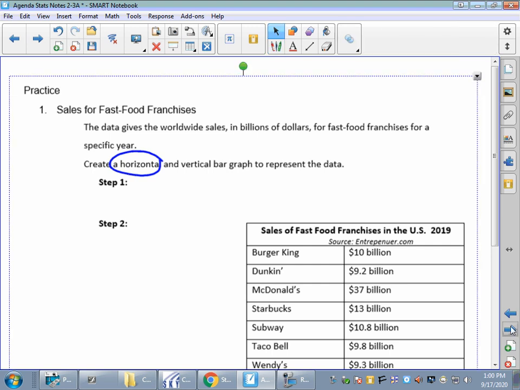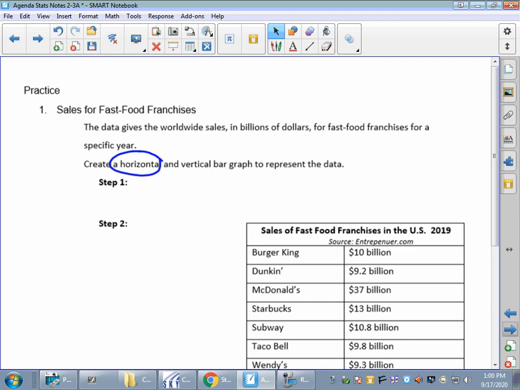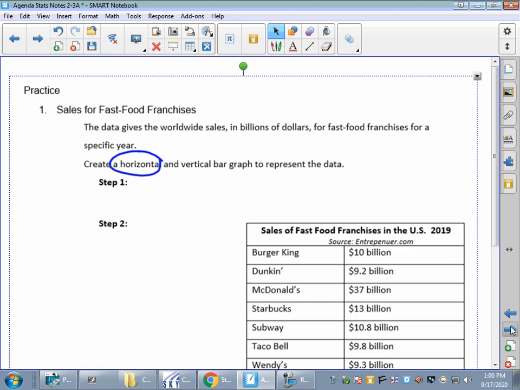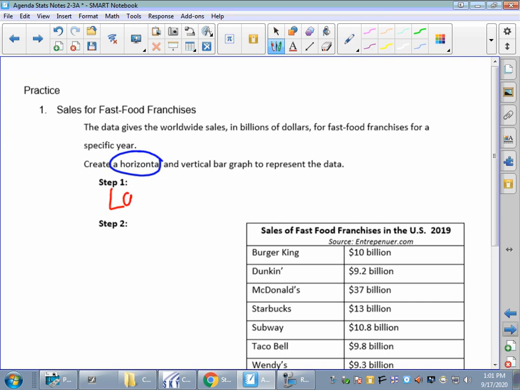The first thing that you need to do is to label your axes. You need to decide which one's your X and your Y. If we are going to do a horizontal, that means that we are going to have our frequency across the x-axis and our qualitative data labels, or our restaurants, up the y-axis. So you've got two choices, your class and frequency.